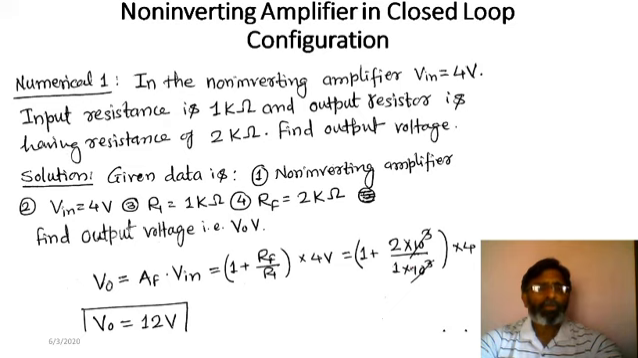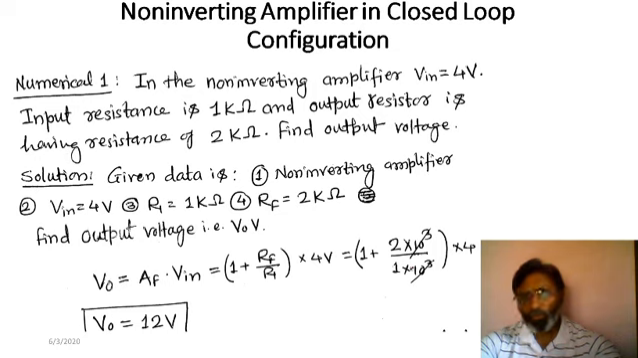So in this case, it is given our input resistance, means R1, is 1 kilo ohm, and the feedback resistance is 2 kilo ohm, and we can put these values and you will get VO equal to 12 volt. So normally if nothing is given, we can consider that our op-amp is 741 and its maximum output is plus minus 13 volt. So if it is below that, no problem, you can have the output equal to 12 volt. So in this way we can solve this numerical.